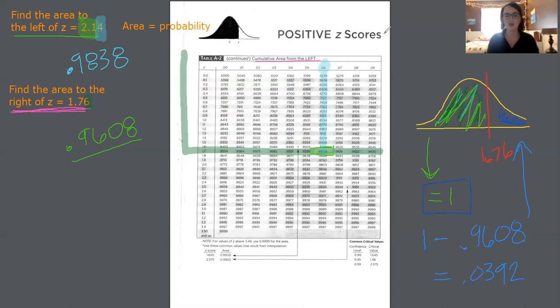Okay, so that's how you use the z-score table. In another video, we're going to go over how to find a z-score when you're given an area, and that'll be used for a bunch of different stuff, especially in chapters 7 and 8. But that is just the intro to the z-score table.